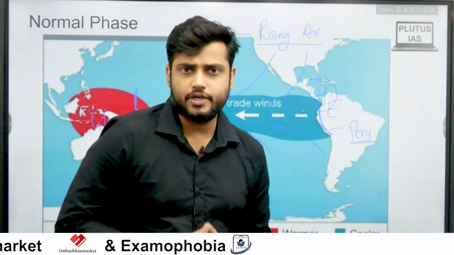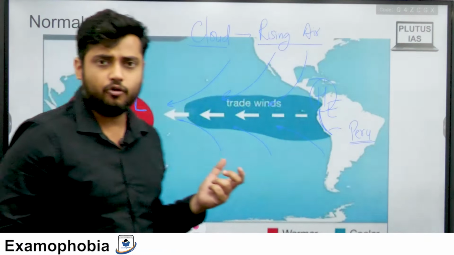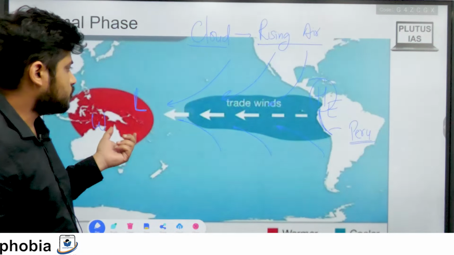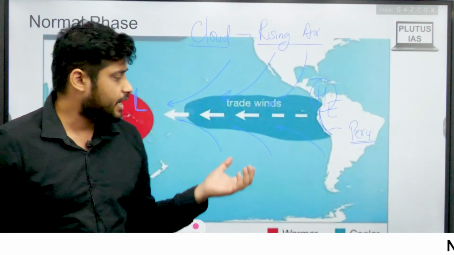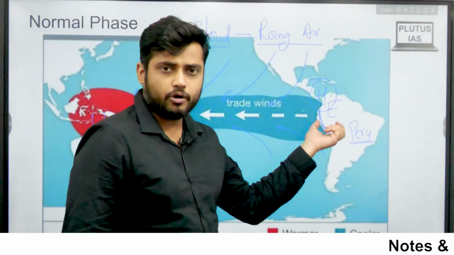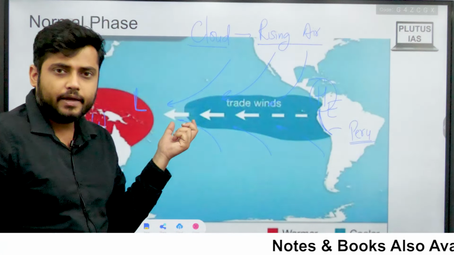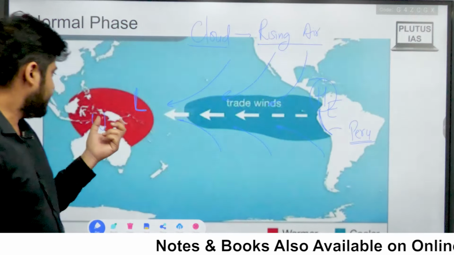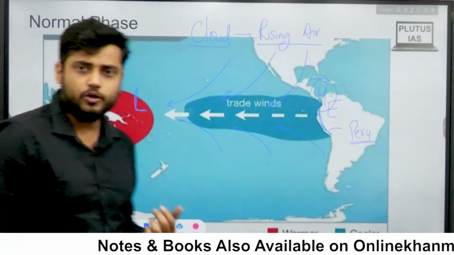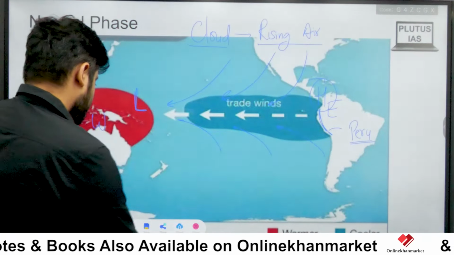This is the normal situation. Under normal circumstances, we have moderate rainfall in Indonesia and Australia, and we have dry conditions on the Peruvian coast, and there is upwelling of cold water. The cold water is coming up to take the place of the water which is moving away. So here we have upwelling and dry conditions. Here we have warm, moist conditions and there is rainfall. Let us move ahead.